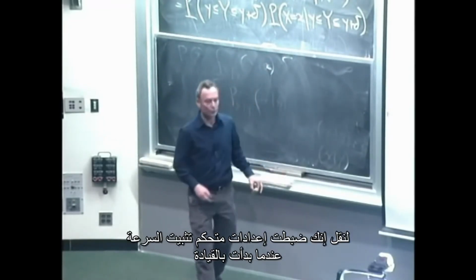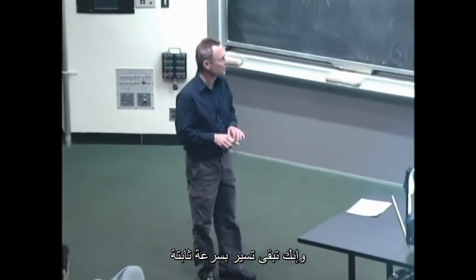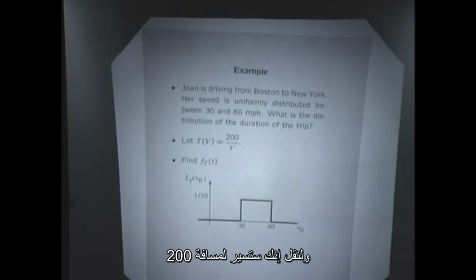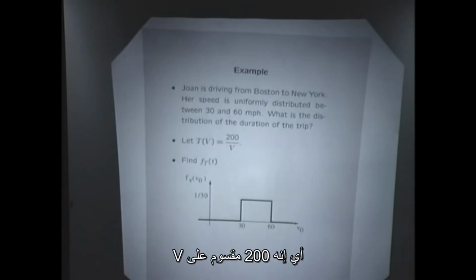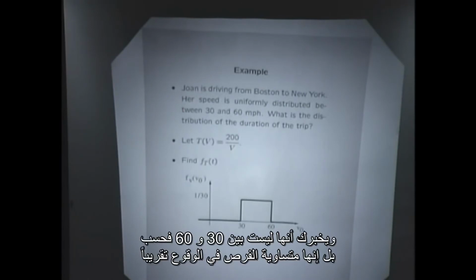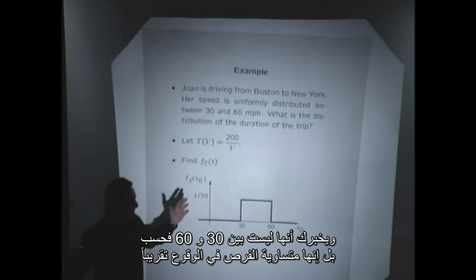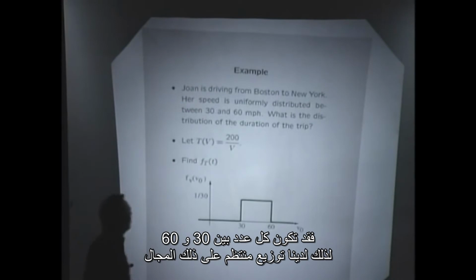Okay, so you set your cruise control when you start driving, and you keep driving at a constant speed. Where you set your cruise control is somewhere between 30 and 60. You're going to drive a distance of 200. And so the time it's going to take for your trip is 200 over the setting of your cruise control. So it's 200 over v. Somebody gives you the distribution of v, and they tell you not only it's between 30 and 60, it's roughly equally likely to be anything between 30 and 60, so we have a uniform distribution over that range.